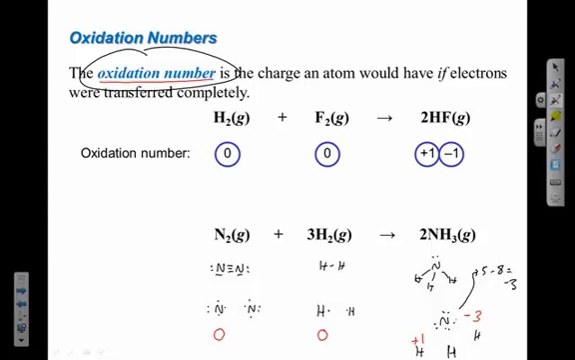So definitely in this case, again, hydrogen going from 0 to +1, that's an increase in its oxidation number. It's being oxidized. The nitrogen going from 0 to -3, a decrease in its oxidation number, so that's a reduction. Questions about that?